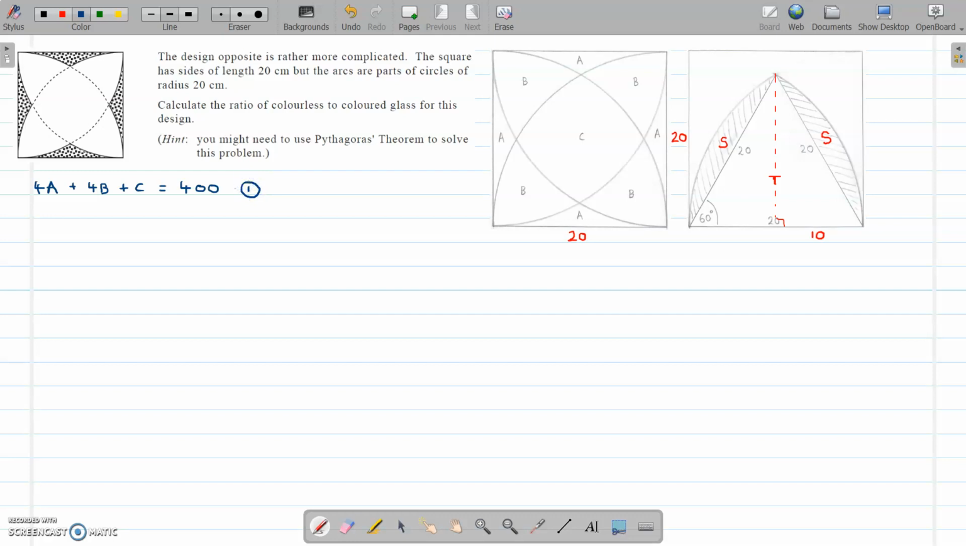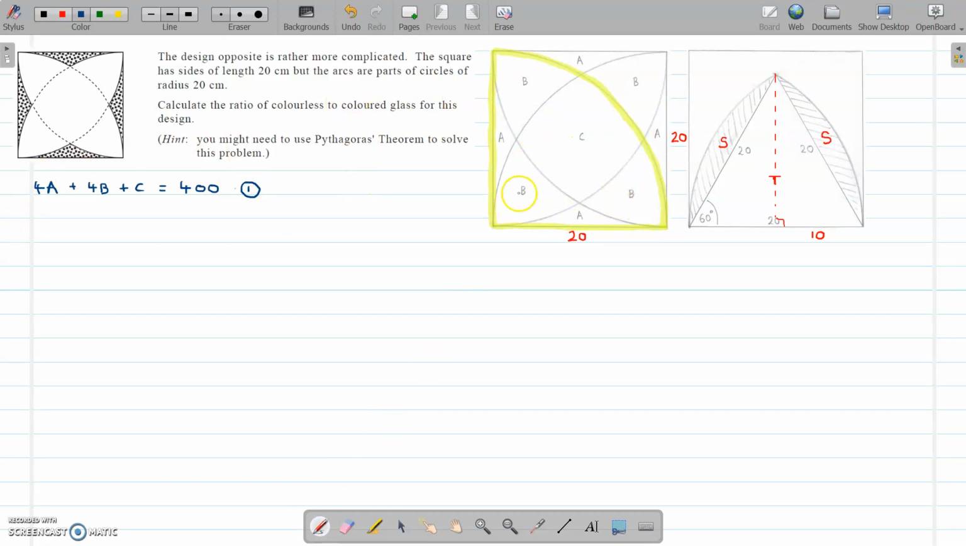Okay, that's my first equation, and I'm going to call it equation 1. The next thing I'm going to do is take out one of the quarter circles. I'll do this one that has a center bottom left. So it's this quarter circle here that I'm highlighting. You can see that the area of that is made up of a certain number of A, B, and C, but it's also 1/4 of a circle which has a radius of 20. So you need to form an equation linking those.